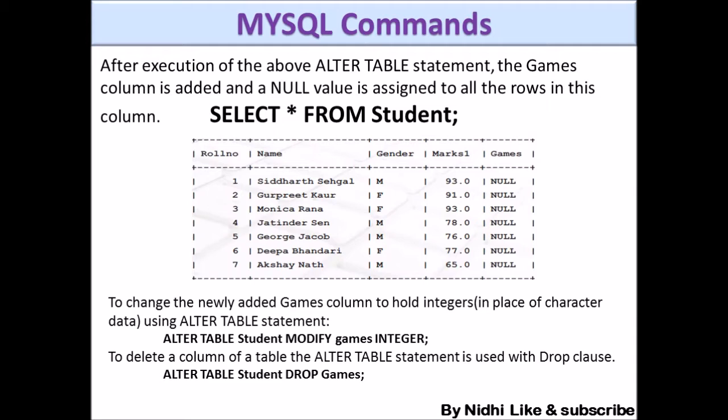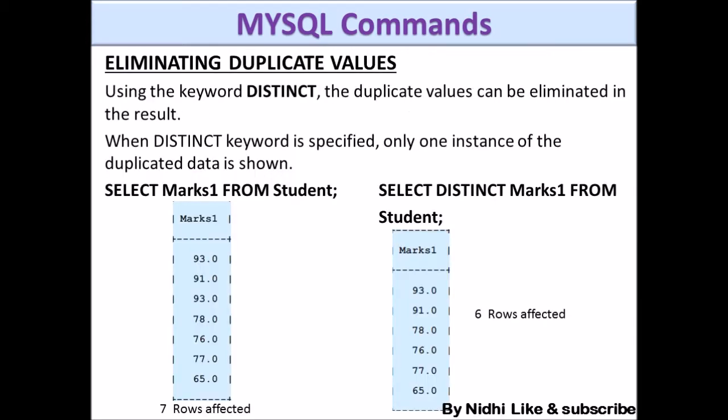Clear? Okay, the next command is eliminating duplicate values. For example, here you can see that marks 1 is a column. Here you will find that many students are scoring the same marks. That means the marks values can be repeated. So for eliminating duplicate values or keeping the unique values, we can use the distinct command. We will use the keyword distinct to remove the duplicate results.